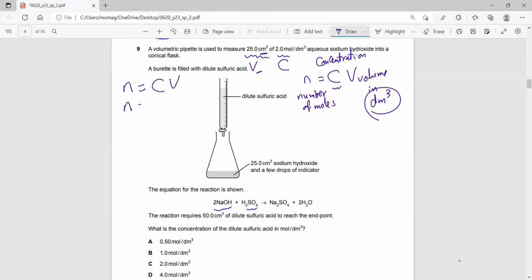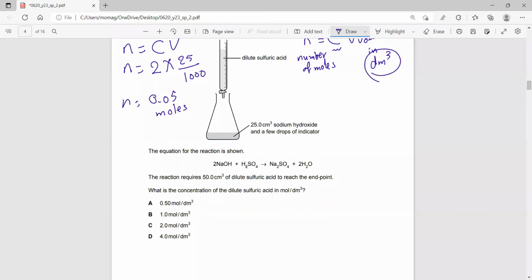So here, n number of moles of sodium hydroxide will be concentration, which is 2, given here, multiplied by volume, which is 25 divided by 1000, as Mr. told me. Please give me 1 second, pause the video, do your calculation, do your homework, and I will do the same. 2 times 25 divided by 1000. That gives number of moles here as 0.05 moles. So number of moles of NaOH is 0.05.